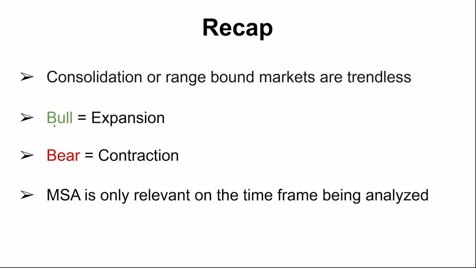An expansion is a bullish market structure where we have a break to the upside, creating higher lows and higher highs. A bearish break in a range or consolidation period is a contraction where we have lower highs and lower lows. We also know that this can be continuation and this can be continuation. And lastly, market structure analysis, or MSA, is only relevant on the time frame being analyzed. And we're going to go into more of this in detail in the next section, time frame analysis.